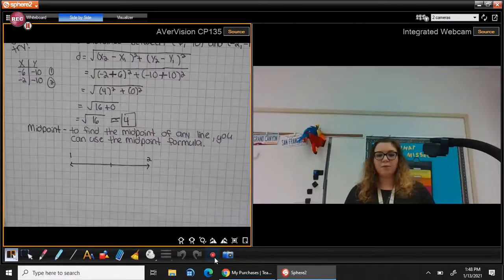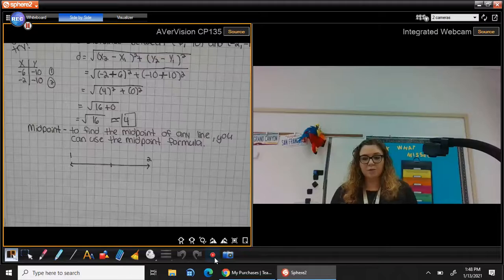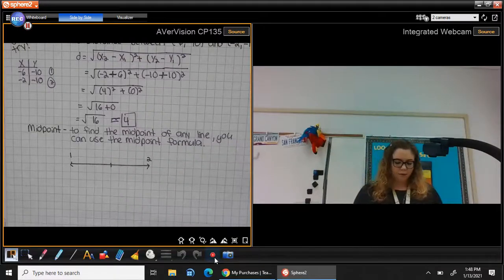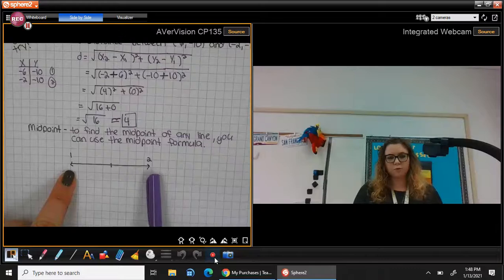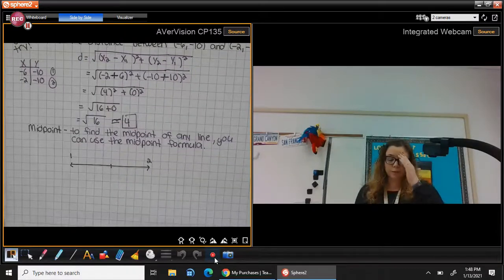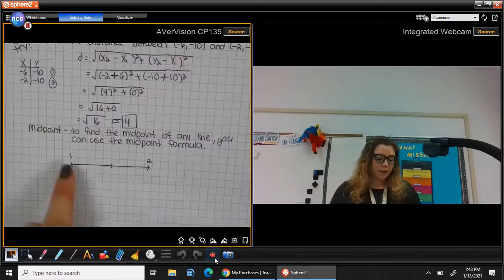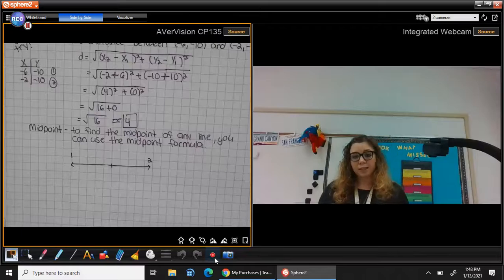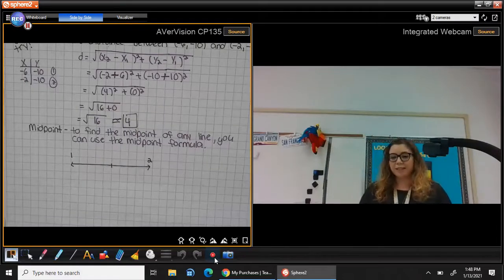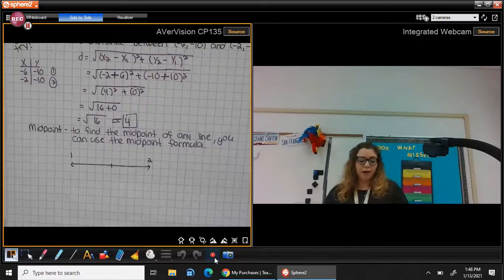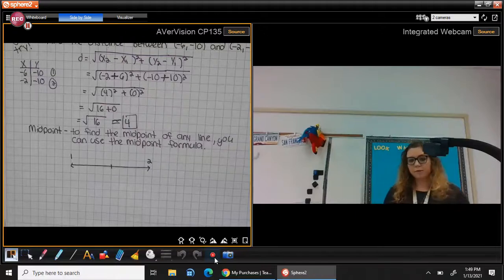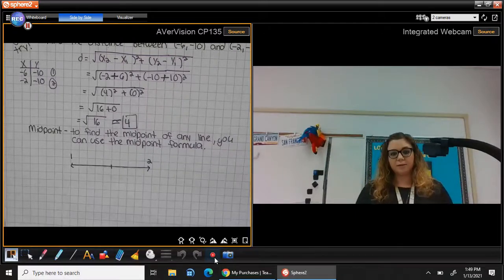Okay, to find the midpoint of any line, you can use the midpoint formula. But before I give you this formula, I want you to look at that line. Okay? You have a 1 and you have a 2. Now, we are pretty smart people, okay? We can probably say, oh, that's halfway in between, that's 1.5, okay? But sometimes it's not going to be that easy, okay? And we're going to actually have coordinates this time. But if you wanted to find the midpoint, how would you do that mathematically?